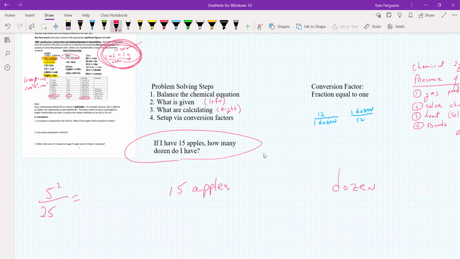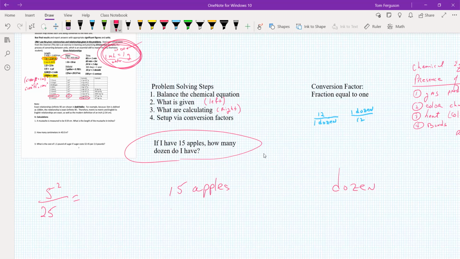What does that equal? One, right? 5 squared is 25, and 25 over 25 is one. That's called the unity identity in math.